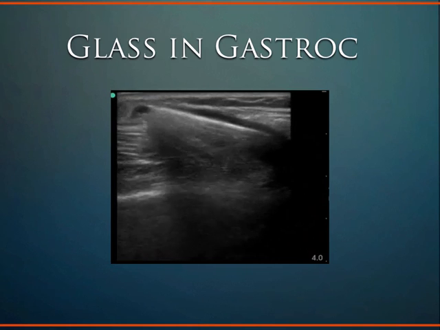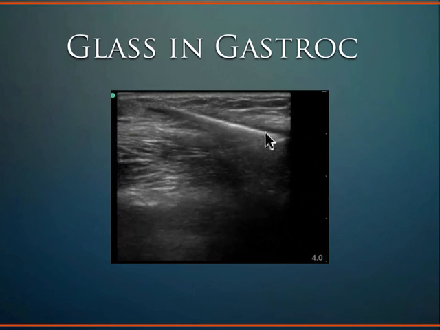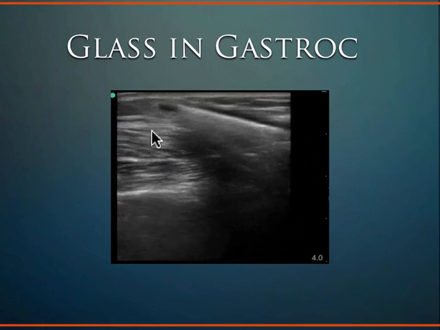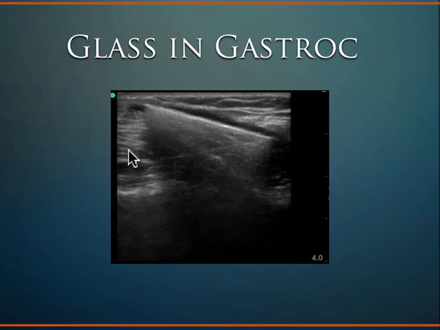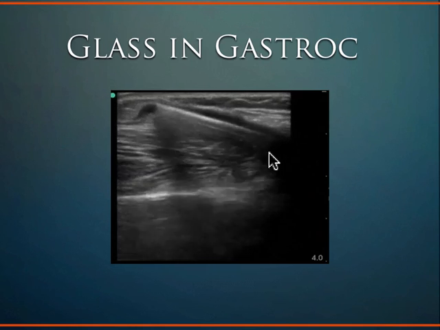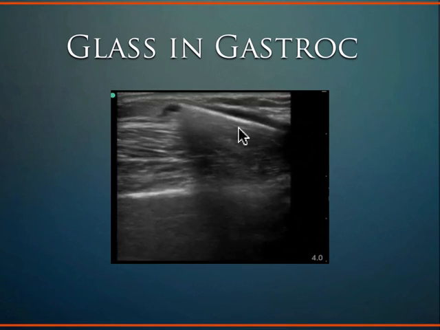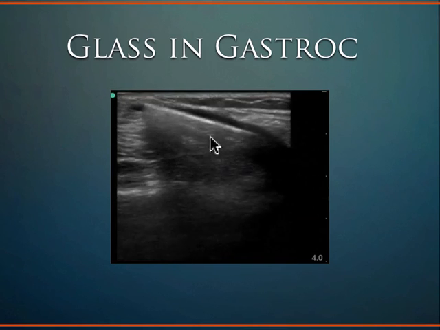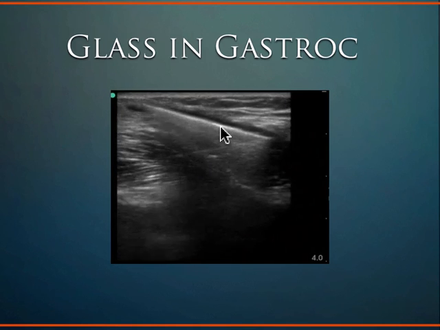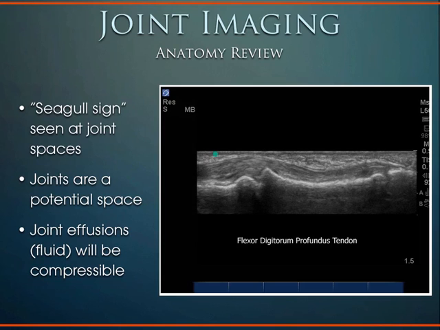This is an image, courtesy of Dr. Fox, of a piece of glass that's in the gastroc muscle. So, again, you can see the fibrillar pattern of the normal muscle tissue here, connective tissue layers, and then this foreign body jetting into the muscle tissue. And just like any other hyperechoic or reflective structure, you're going to see that posterior acoustic shadowing from that glass foreign body. So, nice example of some of the pathology you can see on ultrasound.